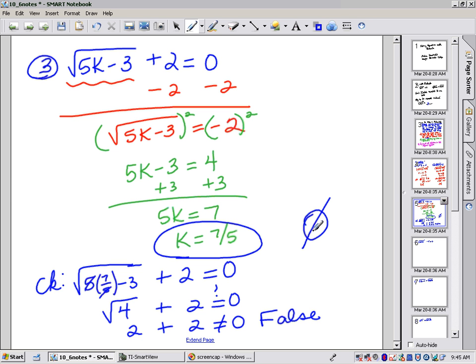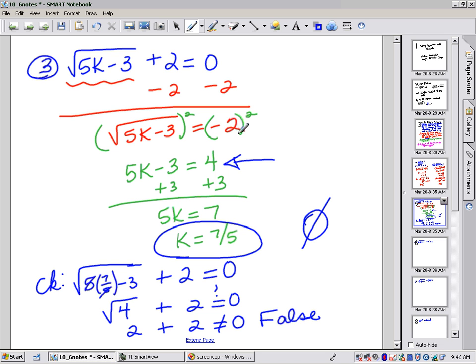Now, why did that happen? Notice that 7/5 actually does solve this linear equation that resulted whenever we cleared the radical, but it doesn't work in the original. And that is because when we isolated the radical, notice that we had the square root of 5k minus 3 equal to a negative 2, but the square root symbol denotes the principal or the positive root, and so we can never have a square root equal to a negative number. So that's why we got the answer that we did here. Well, not kind of, it is the reason that we got the answer here.